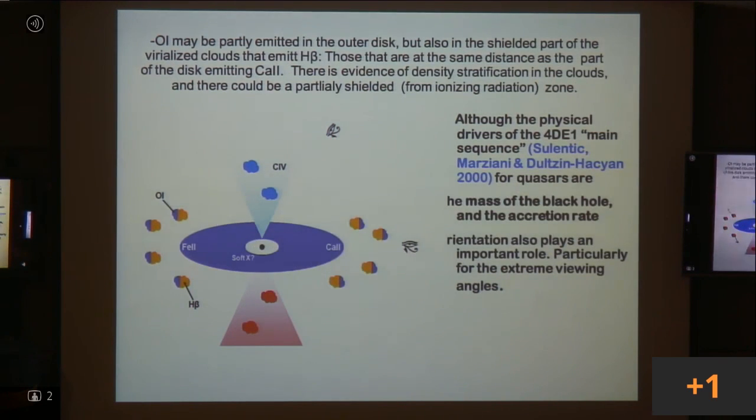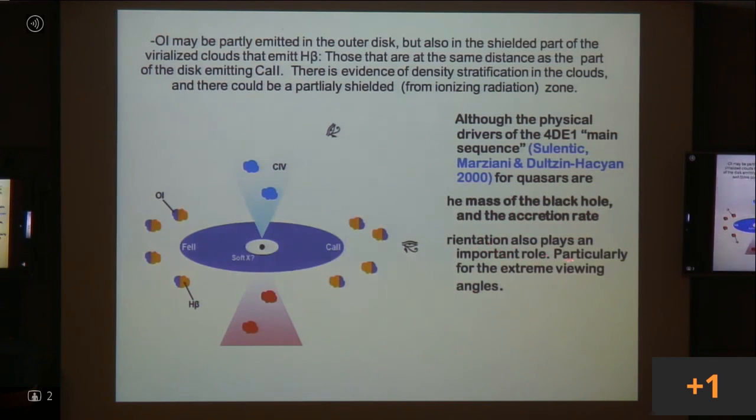So, the point is that although the physical drivers of what we called, in 2000, the main sequence for quasars are mass of the black hole and accretion rates, or Eddington luminosity as you wish, these are the main drivers of this sequence.